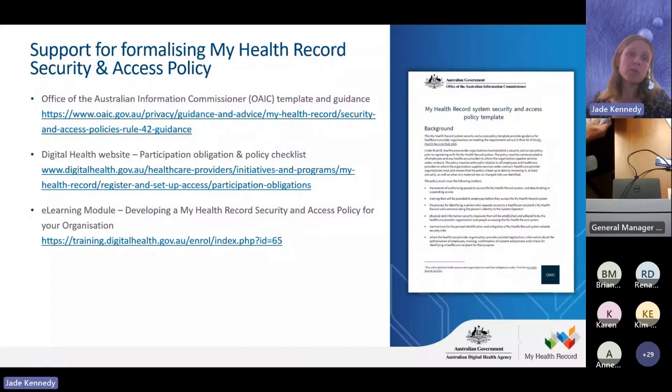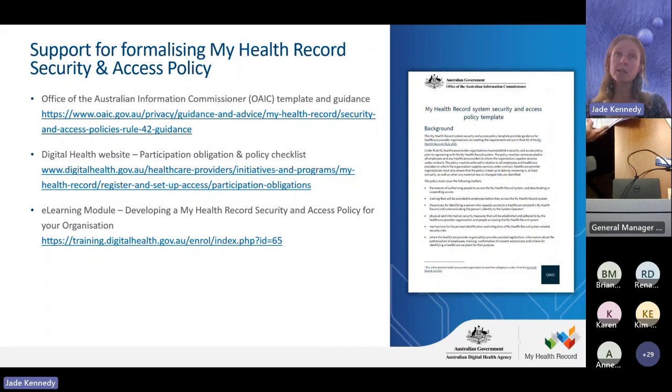One thing I wanted to mention before moving on from security and access policies is that the OAIC has carried out assessments in the past in relation to security and access policies, and may carry out similar assessments in the future. Last year, for example, the OAIC looked at the security and access policies of a randomly selected group of GP practices. There's no information at this point in time, but they could very easily carry out similar assessments in the future with regard to other cohorts.